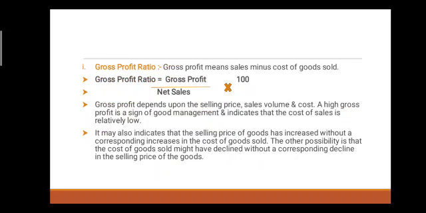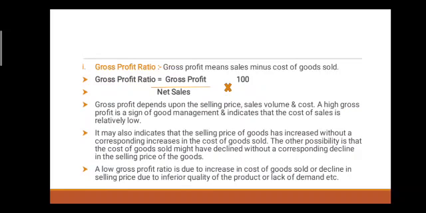It may also indicate that the selling price of goods has increased without a corresponding increase in the cost of goods sold. The other possibility is that the cost of goods sold might have declined without a corresponding decline in the selling price of the goods. A low gross profit ratio is due to increases in cost of goods sold or decline in selling price due to inferior quality of the products or lack of demand, etc.